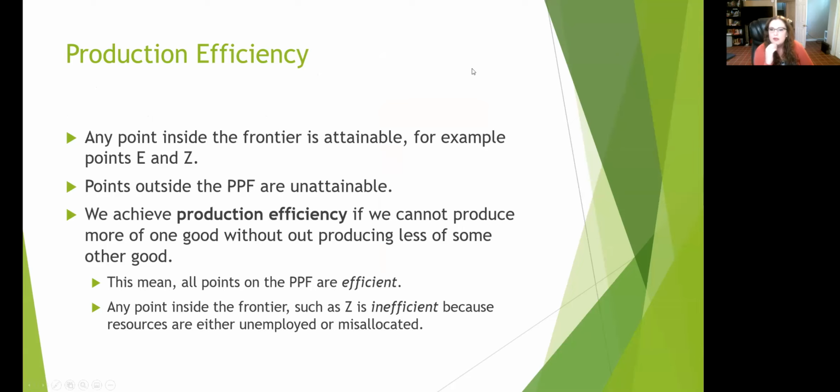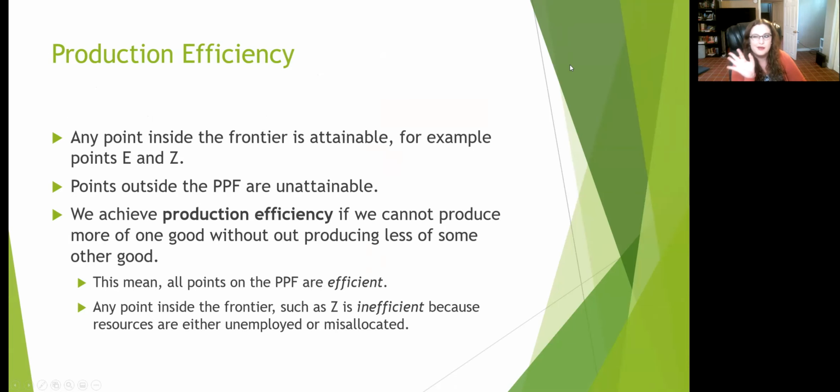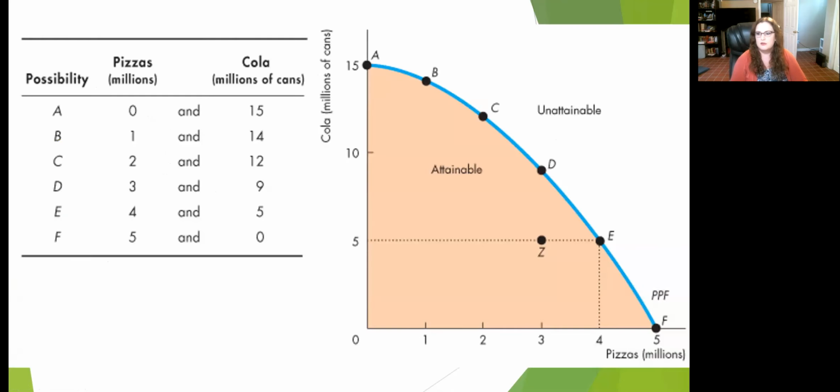Well, any point inside that frontier, like I said, is attainable. We can technically make it. Now, is it the smart move? Not always, but we can do it. Points outside the PPF, the things that we cannot produce that are well beyond what our production possibility frontier are, those are unattainable. We achieve efficiency if we cannot produce more of one good without producing less of the other, right? So let's see this point E right here. Let's say that I wanted to produce more colas and I'm at 4 million pizzas and 5 million sodas.